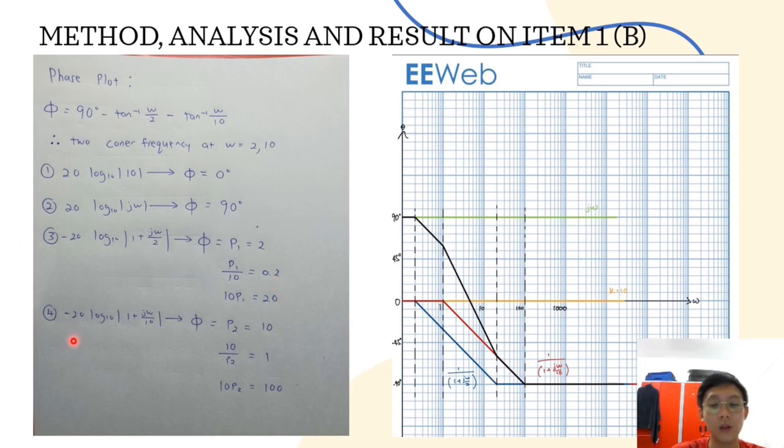And the fourth is also negative 20 log of 1 plus j omega over 10. And when we change to phase, P2 is equal to 10. And 10 over P2 is 1. 10 multiplied by P2 is 100.